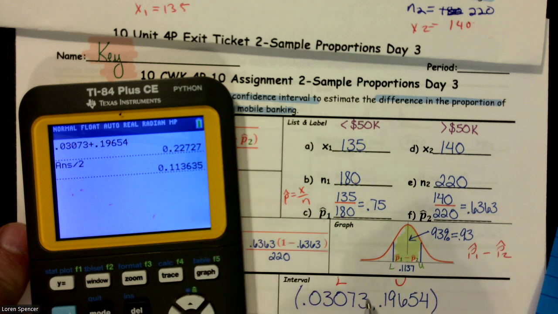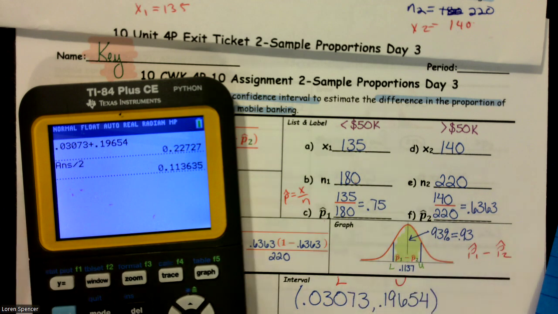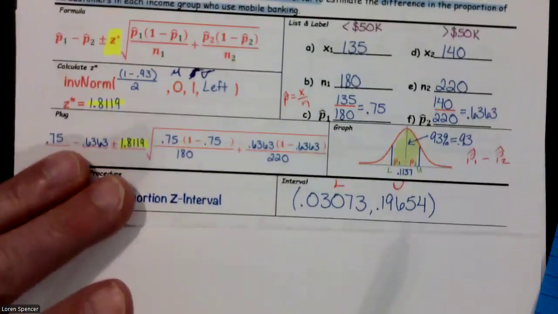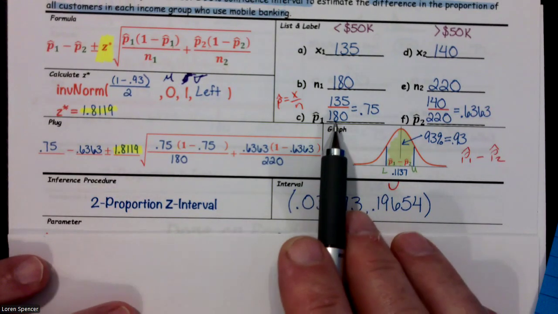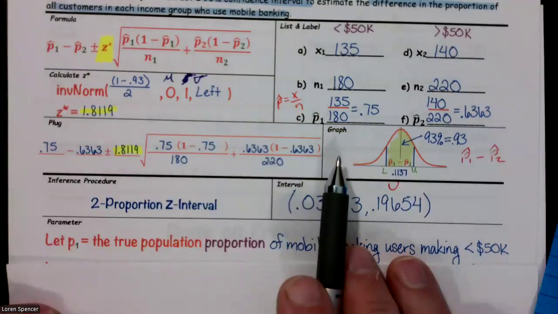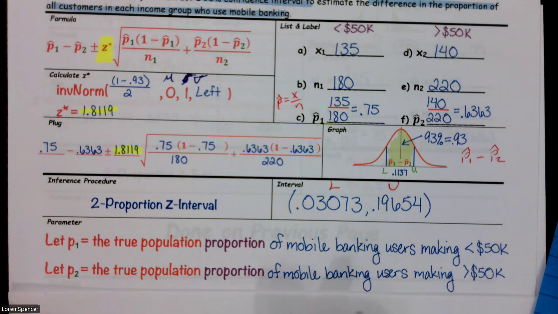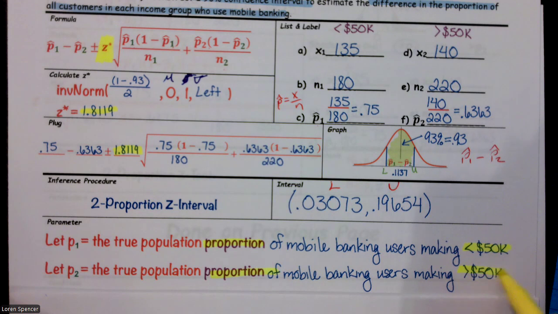All right. So the center of the confidence interval is what we just marked here. And we calculated it by going p hat 1 minus p hat 2. But we could have taken the average of the lower and the upper as well to get there. All right. So we need to define our parameters. Well, we have 2 proportions, so we're going to have 2 parameters. So 2 populations. We have the population of mobile bankers making less than 50,000, and the proportion of mobile bankers using it making greater than 50,000. Notice both of them have proportions, and we separated the groups based on whether or not they were less than 50 or more than 50. All right, that's going to be really important when we actually get to our conclusion.